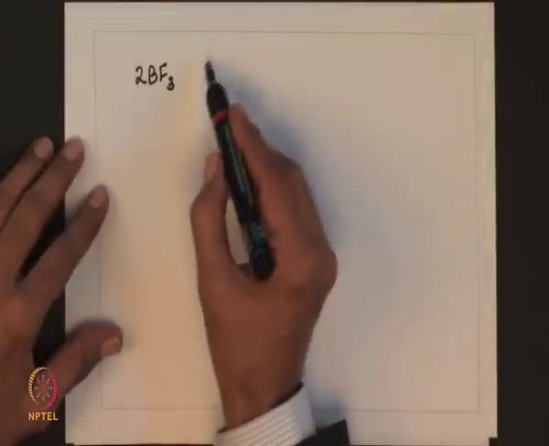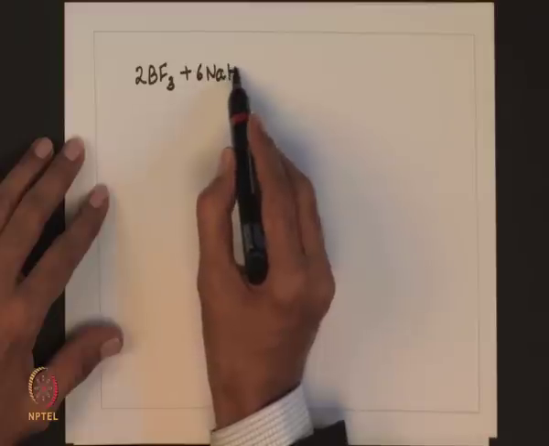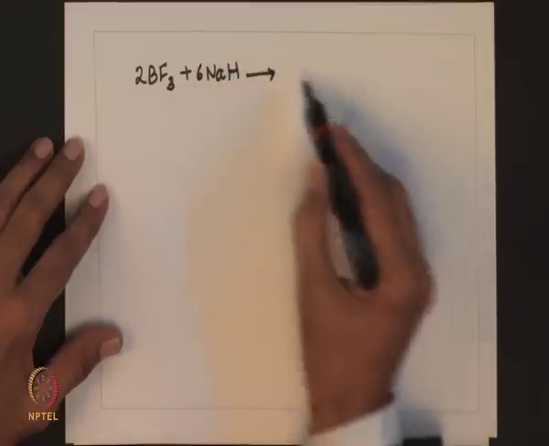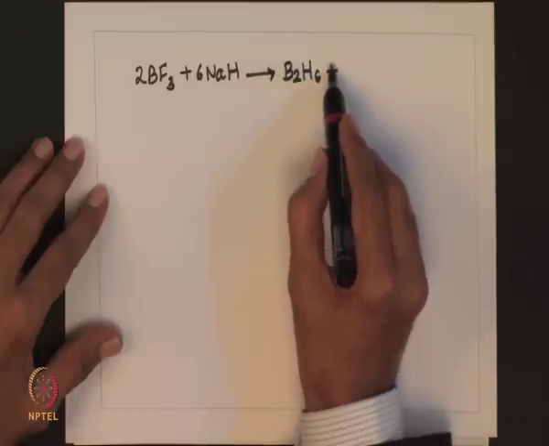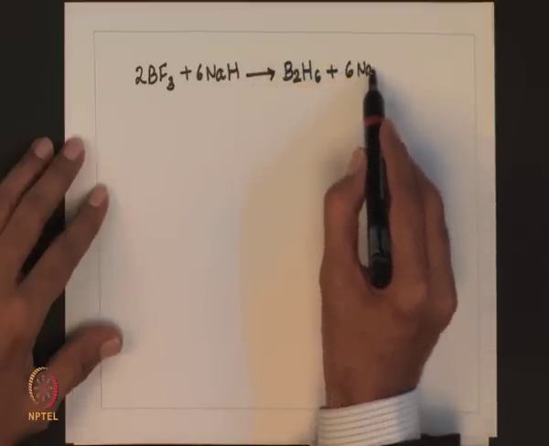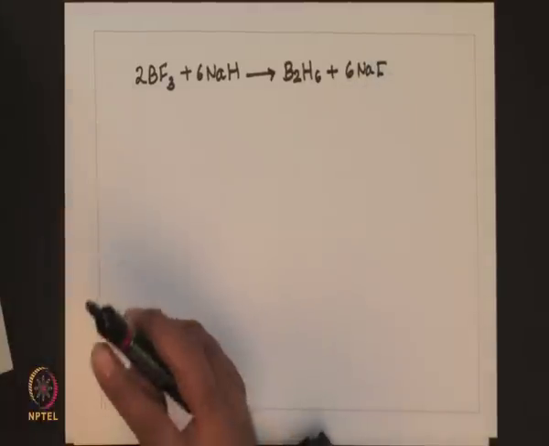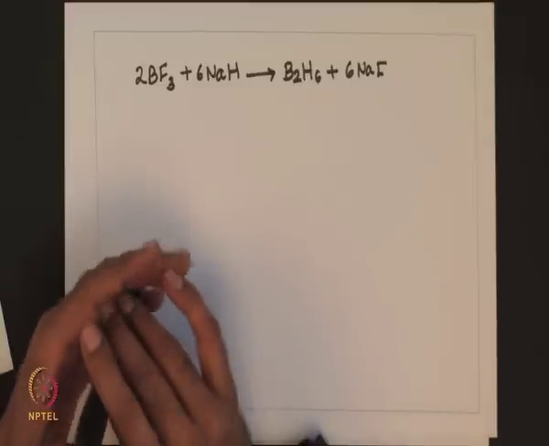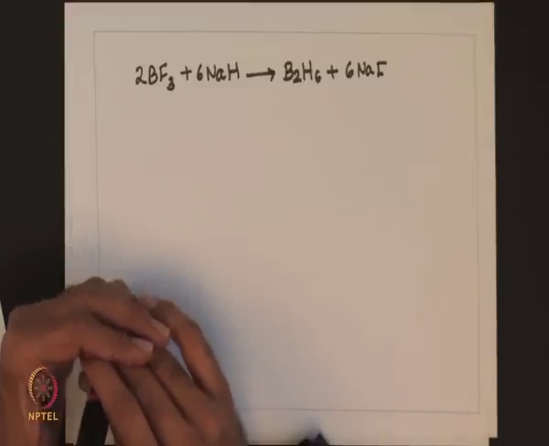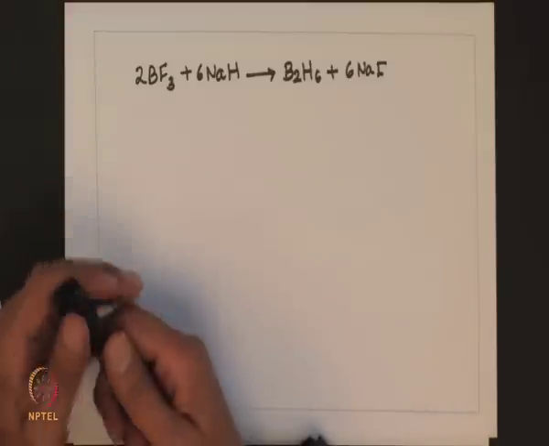For example, here BF3, when it is treated with sodium hydride, gives diboron and 6 NaF. And B2H6 is a colorless, highly toxic gas, catches fire spontaneously upon exposure to air. One has to be very careful while handling this one. Burns in oxygen, releasing an enormous amount of energy.